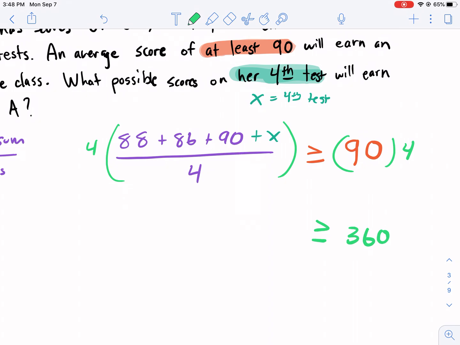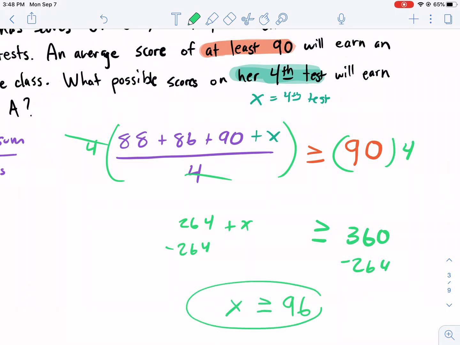Okay, so right here we have 264 plus x is greater than or equal to 360. Notice how we already got rid of the 4. The 4 is canceled. Okay, now we just subtract 264 from both sides. And what are we going to get? 360 minus 264, we get 96. Okay, x has got to be greater than or equal to 96.